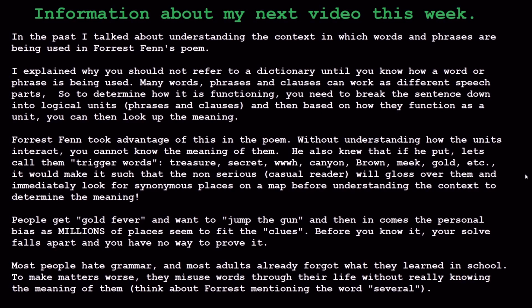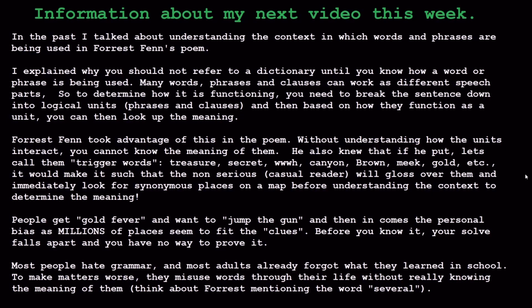He's doing that for a reason. All of those were subtle hints that, hey, you really got to pay attention to the poem. Now, he knows that most people hate grammar. And also, most adults already forgot what they learned when they were in school. Maybe that's why he said kids should look at it, because it's still fresh in their head.